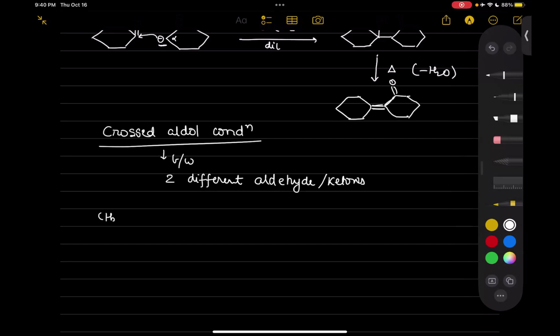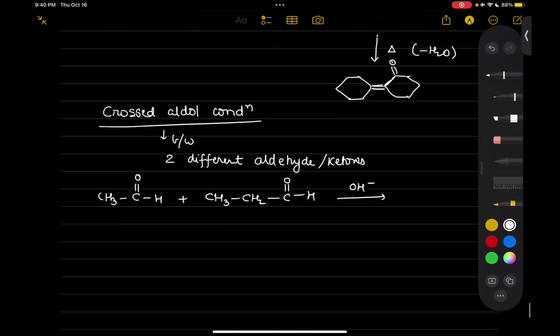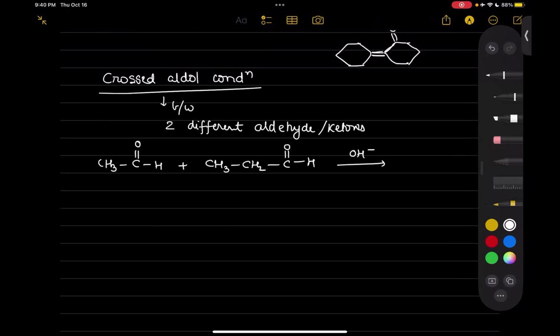Suppose, for example, we take acetaldehyde and propanal. Is it clear? Yes, sir. This type of aldol condensation is going to be crossed aldol condensation. So you have one type of alpha carbon and another type of alpha carbon, because you have two different types of alpha carbon, and how you form the product is also very easy.